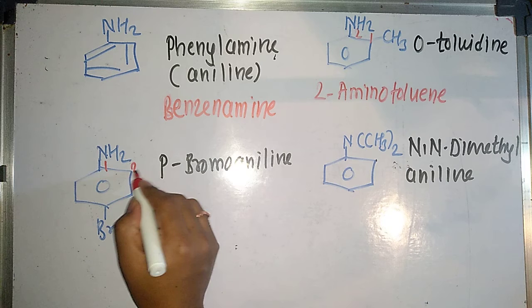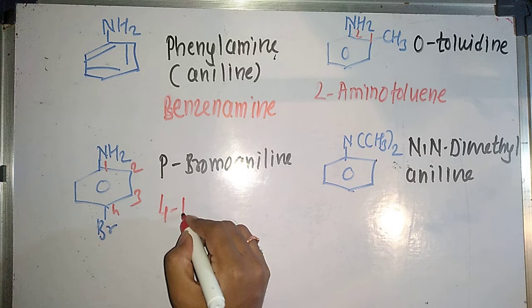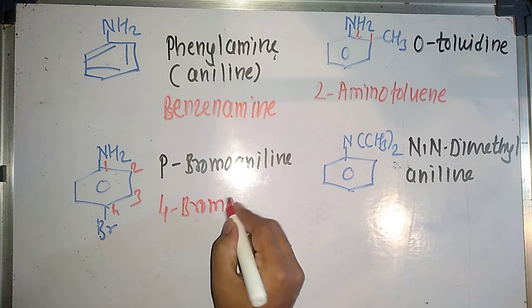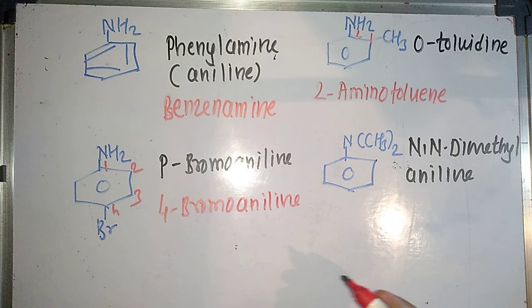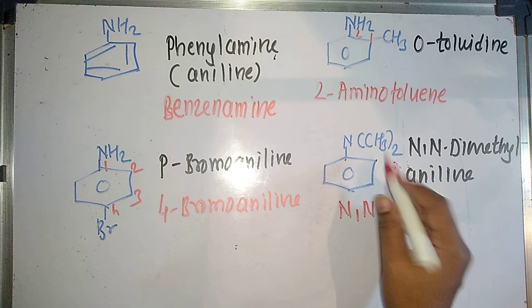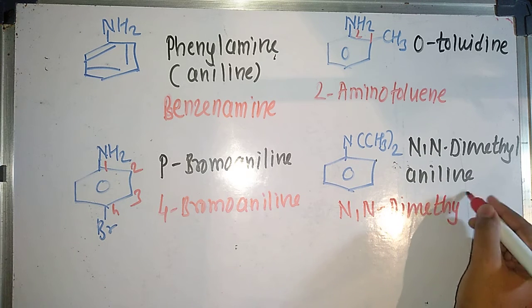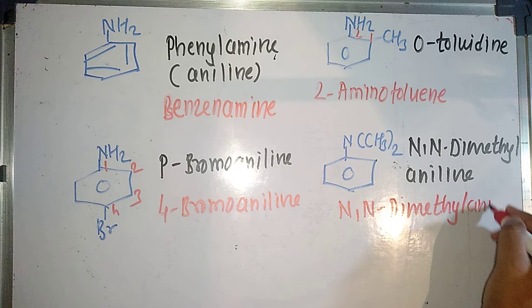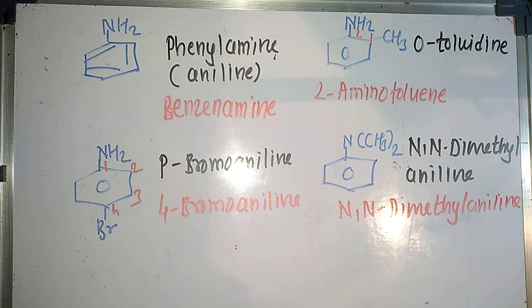I will call this carbon 1, 2, 3, and bromine is attached to the 4th carbon atom. So bromine is present on the 4th carbon atom, so it will be 4-bromo. The rest of the molecule is aniline or benzenamine. 4-bromoaniline or 4-bromobenzenamine is the correct name. In this case again I have 2 methyl groups attached to the nitrogen atom, so N,N-dimethyl. Then the rest of the molecule is aniline, or you can even call it N,N-dimethylbenzenamine.